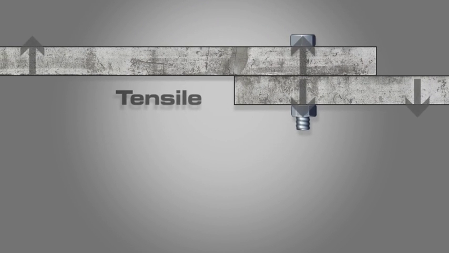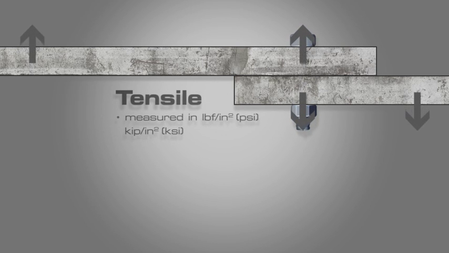Tensile strength is the maximum stress a bolt can withstand while being stretched or pulled. The customary unit is pounds of force per square inch, or PSI, or kilopounds per square inch, KSI.